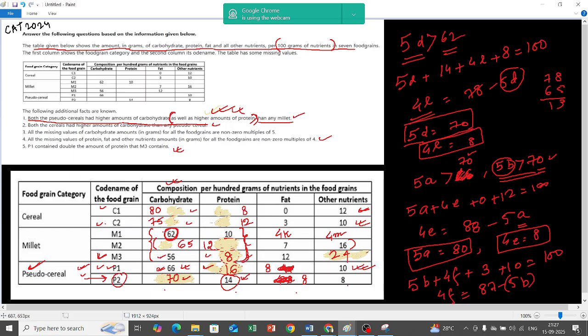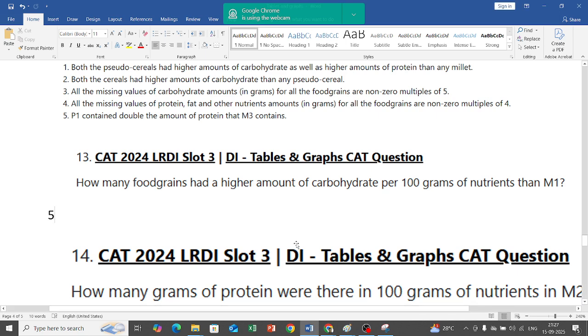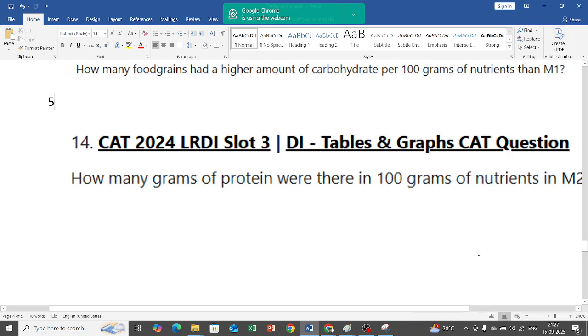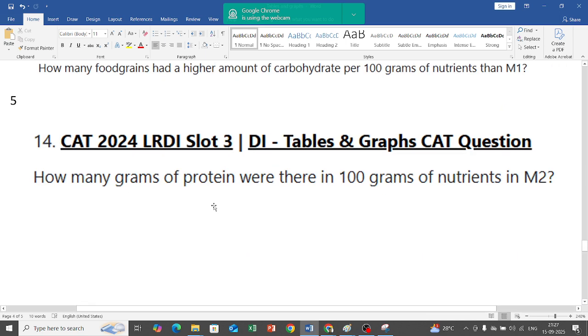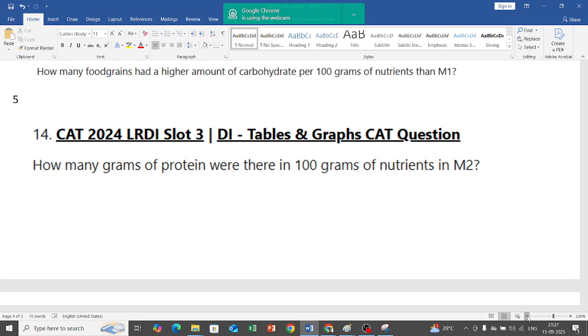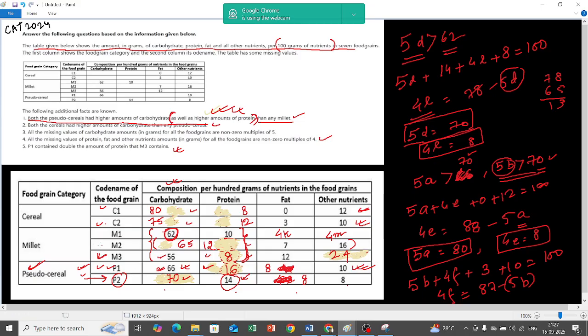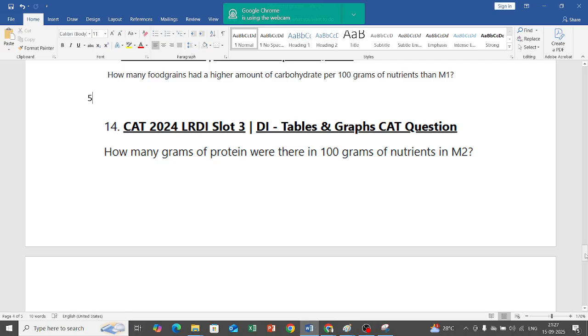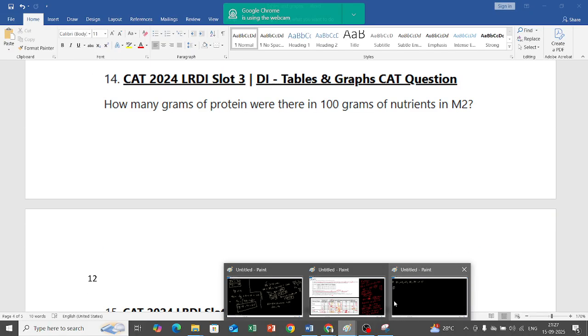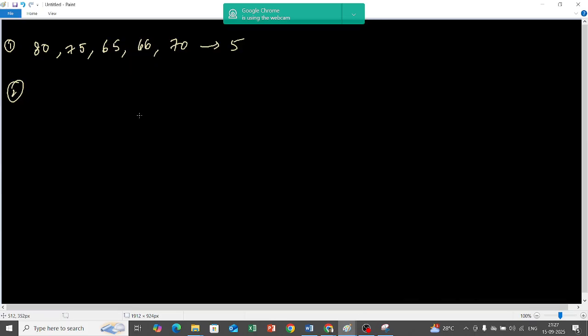Alright. Now the next question is, how many grams of protein are there in 100 grams of M2? Fine. M2 is this, protein in 100 grams. How many is there? 12. The answer for this is 12. Did you understand? 12.